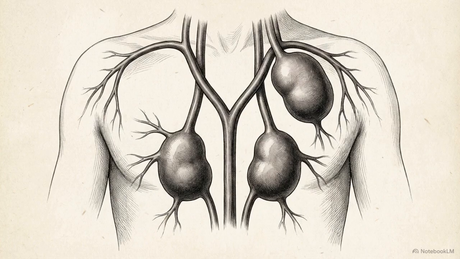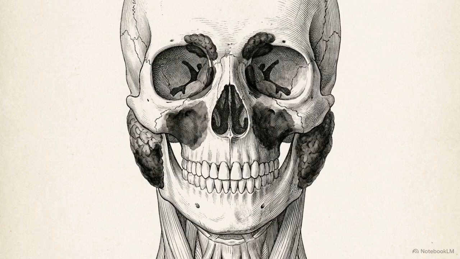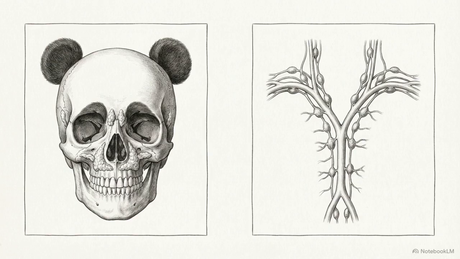This schematic demonstrates the classic lambda sign. We see intensely hot spots in the bilateral hila and right paratracheal node, forming an inverted Y shape. This is frequently accompanied by the panda sign, where tracer heavily accumulates in the nasopharyngeal region, parotid glands, and lacrimal glands. A definitive diagnosis in biochemical mimicry depends on the specific anatomical geometry of the tracer's accumulation.